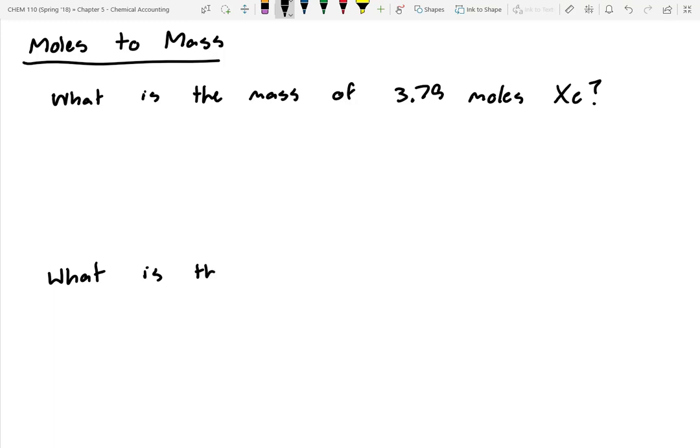What is the mass of 0.467 moles of glucose, which if you remember is C6H12O6, and we figured that out previously in our notes, so you might need to use that value.